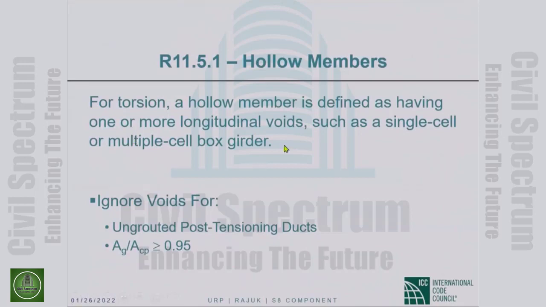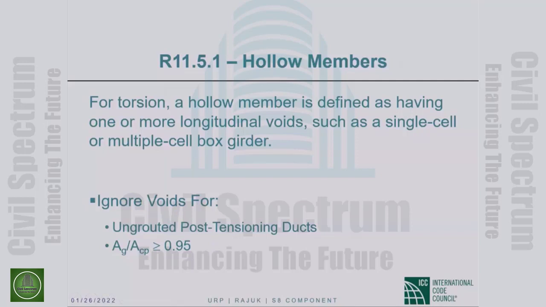For torsion, this is commentary. All R sections are commentary to 318. For torsion, a hollow member is defined as having one or more longitudinal voids, such as a single cell or multiple cell box girder. That would typically be a hollow section. And then the commentary is suggesting ignore voids for any ungrouted post-tensioning ducts because they are small. Typically, A sub G over A sub CP ratio will be larger than or equal to 95%. So those little voids don't count.